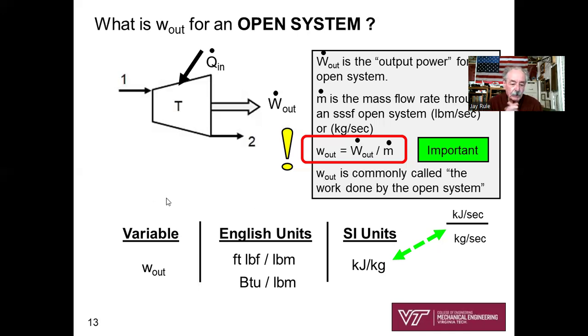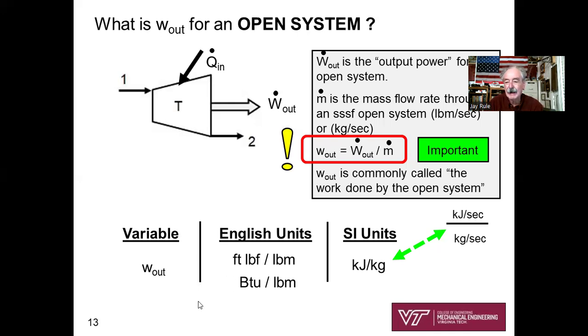Units of the variable little w out for an open system, w dot divided by m dot. Let's look at SI first. Do you see that you can derive the units, you don't have to be given them? Look, W dot is in kilojoules per second, that's a kilowatt, divided by mass flow rate, kilograms per second. I see that the seconds cancel. So the SI units for little w out are kilojoules per kilogram, not just kilojoules.